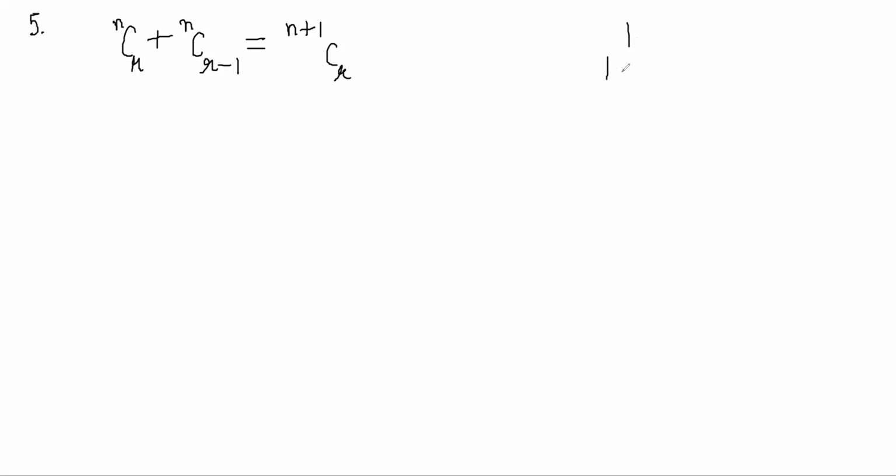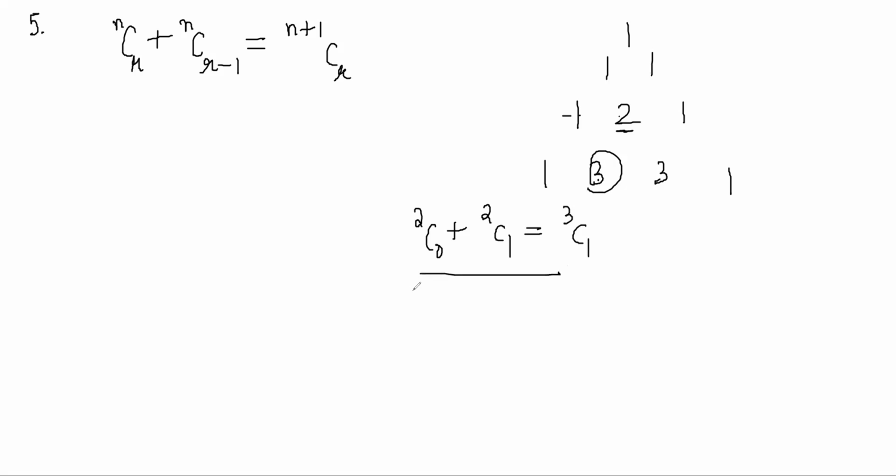What was the logic of forming the rows, right? What is 1 plus 2? It was 3, no? What is this? This is 2C0, and this was 2C1, and this is equal to 3C1. Two elements in a row side by side will have r minus 1 and r, no? And the next row below that will be n plus 1 CR. This is the basic rule of forming the Pascal's triangle.